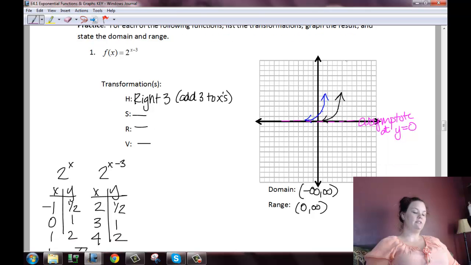This one only has one transformation, which is to go right 3. And notice on here, I start with my parent function of 2 to the x, and then to go right 3, all I have to do is add 3 to my x's. So I graphed my original here in blue. It's approaching 0. When I move it right 3, it's still approaching 0. So my asymptote is at y equals 0. My domain is going to keep going left and right, so -infinity to infinity. And my range is 0 to infinity because my lowest y value is really, really close to 0 up to positive infinity.